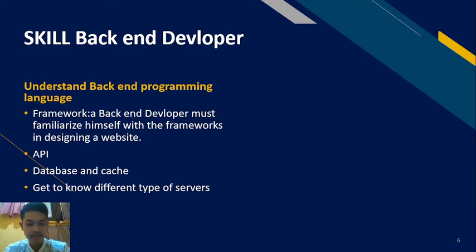Skill of a backend developer. Understand backend programming language. If the front end uses HTML and CSS, the back end often uses programming languages such as Java, Python, PHP. Java is a programming language that is widely used in developing backend for applications and websites. Meanwhile, for server-related coding, backend developers also use Python and PHP.